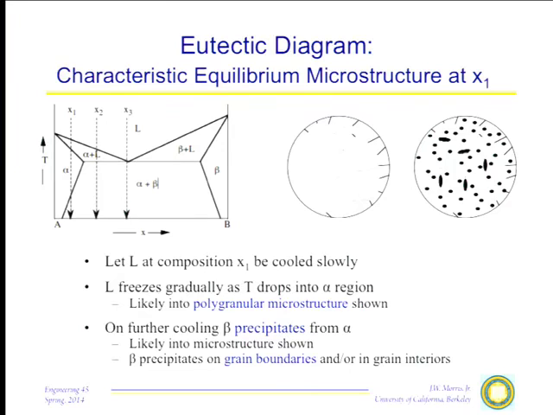So if I come down through here, I wind up with a microstructure that's going to look something like this. Grains of alpha, and in the grains of alpha, or in the boundaries, one or the other, I've got precipitates of beta. I'll see a precipitation decorated solution.